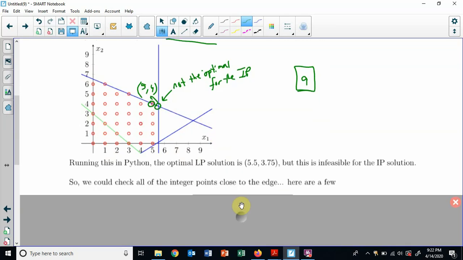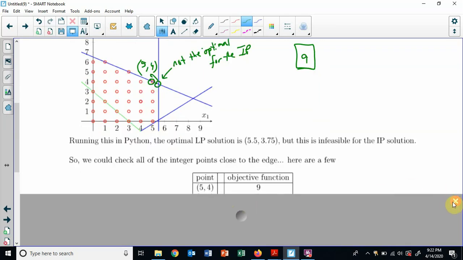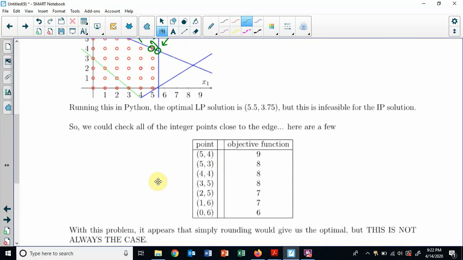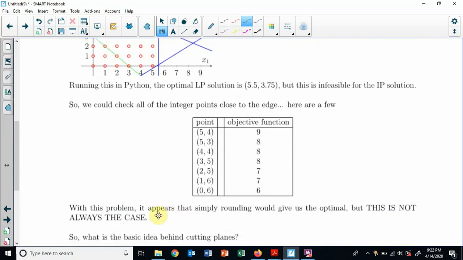Well, here I want to show you all the close points. I checked all of these points along in here. 5, 4 is the highest objective function value. Check the rest. There's a bunch of them that have 8, and then some that have 7, and some that have 6, and there's more in here that have similar values. But, so, like I wanted to make a big point here. It appears that rounding would work. That gives us the optimal.